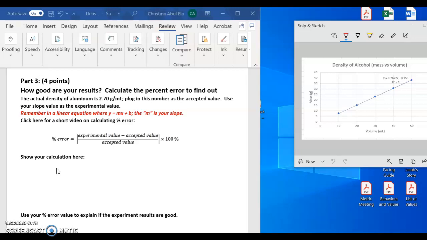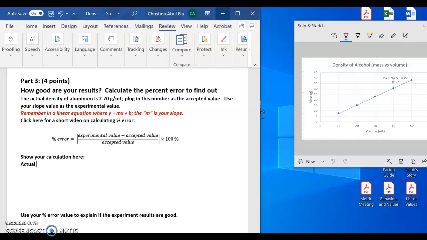How good is the experiment? The closer you have a percent error to zero, the better, right? If you have 100% error, then that's terrible. So anyway, I'm going to go ahead and do a percent error calculation here on this document, and I'm going to use different numbers. I'm just going to make up some numbers. We'll see how bad it is.